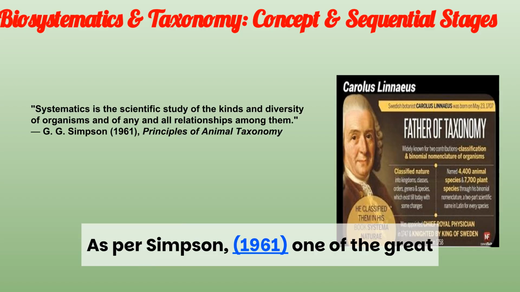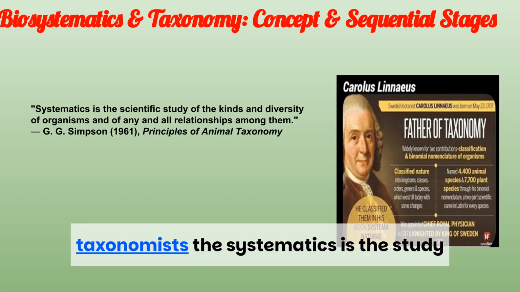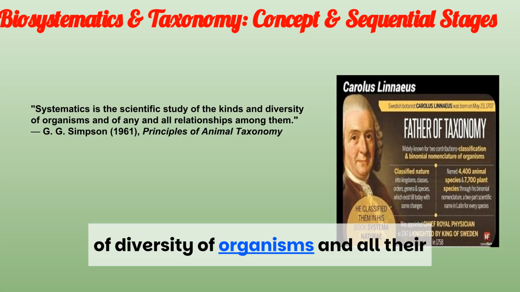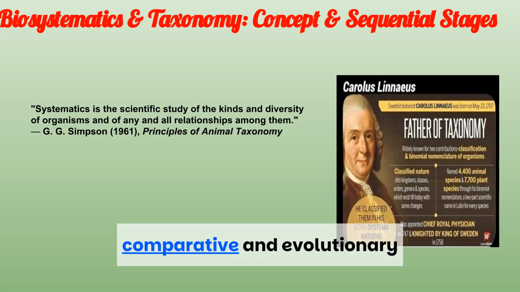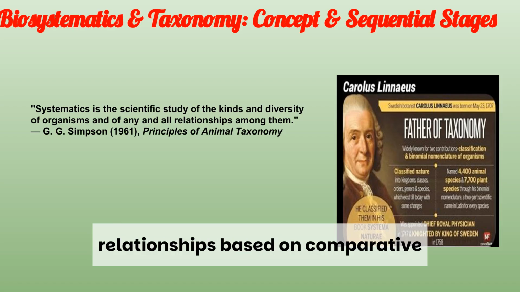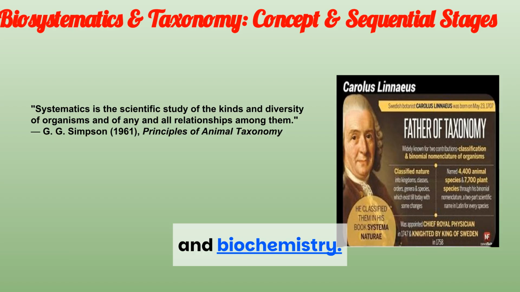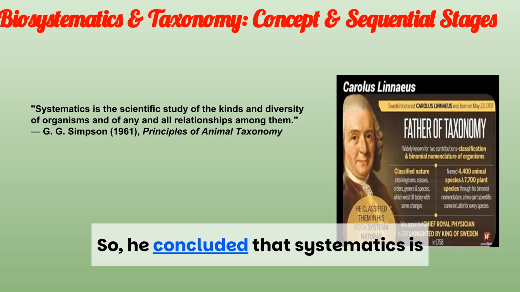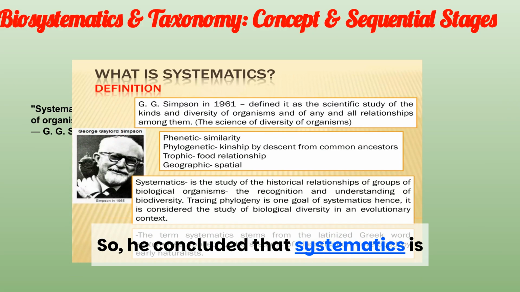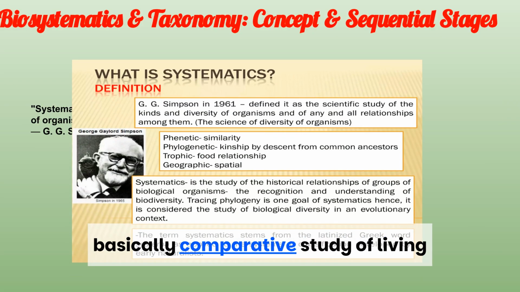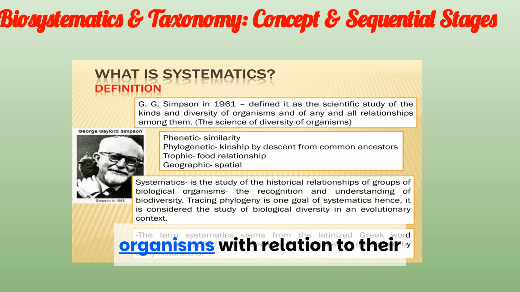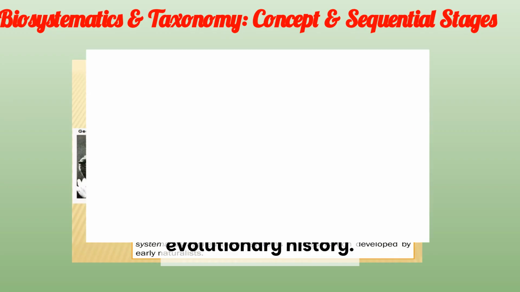As per Simpson, one of the great systematists, systematics is the study of the diversity of organisms and all their comparative and evolutionary relationships based on comparative studies of anatomy, ecology, physiology, and biochemistry. So he concluded that systematics is basically the comparative study of living organisms in relation to their evolutionary history.